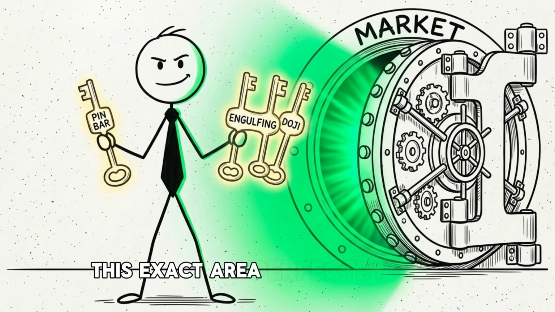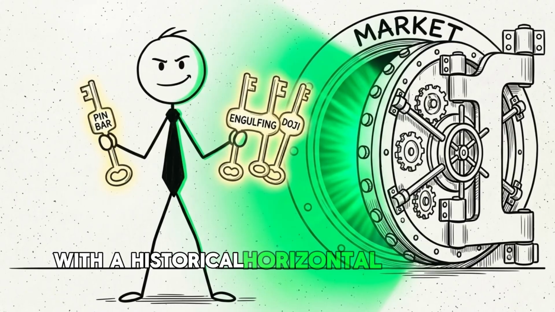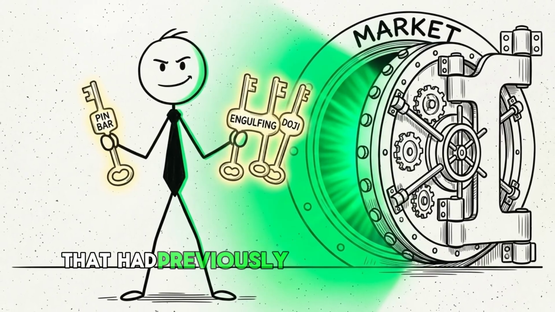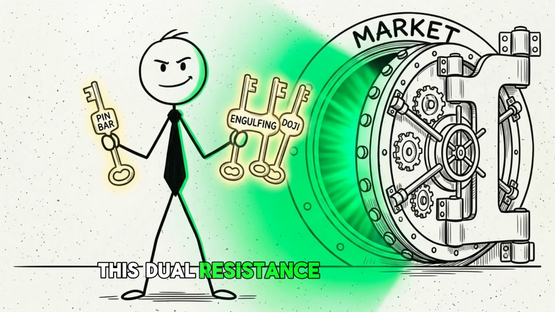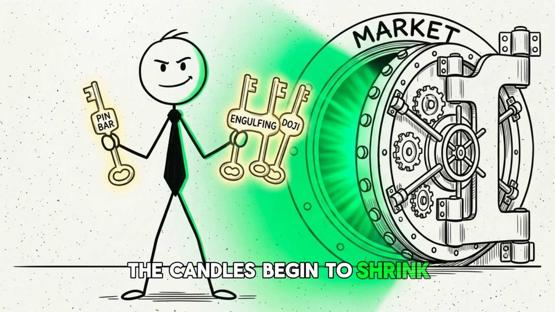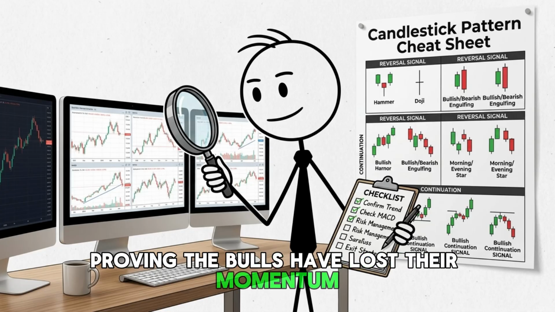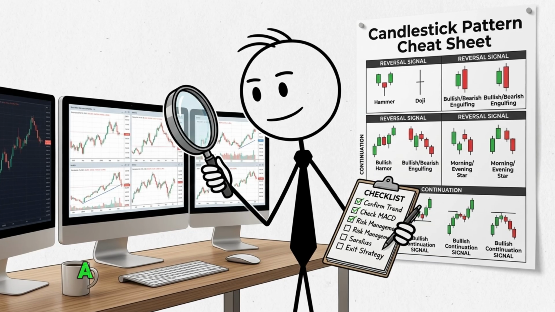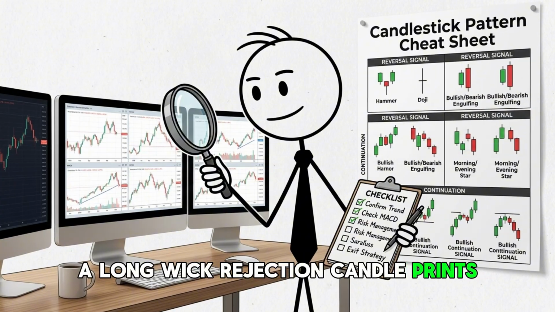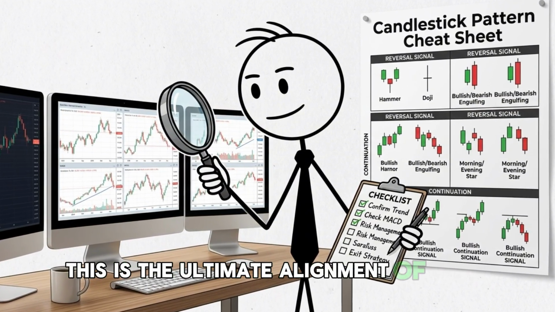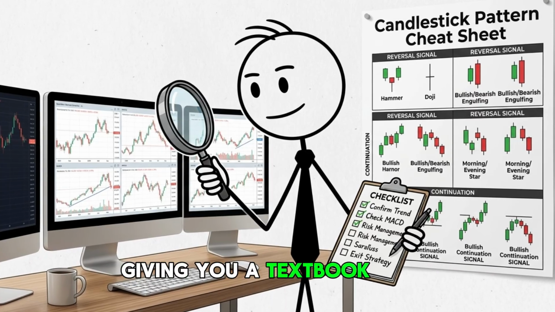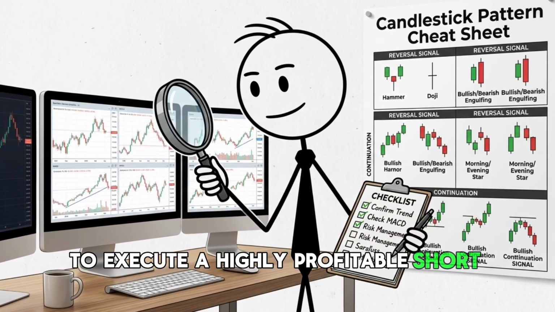This exact area perfectly lines up with a historical horizontal resistance zone that had previously printed long wick rejections. As the price approaches this dual resistance intersection, the candles begin to shrink, proving the bulls have lost their momentum. Then, right on cue, a long wick rejection candle prints, slapping the underside of the trend line. This is the ultimate alignment of clues, giving you a textbook setup to execute a highly profitable short position.